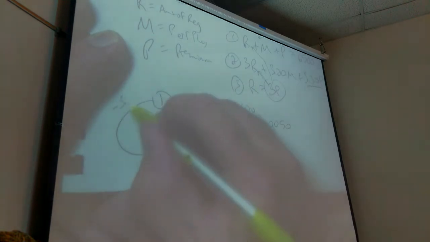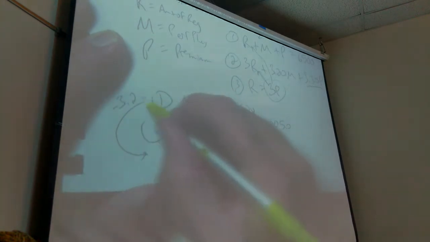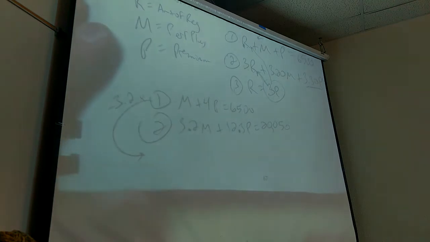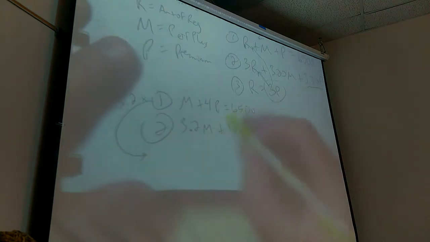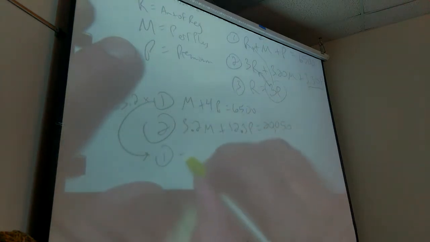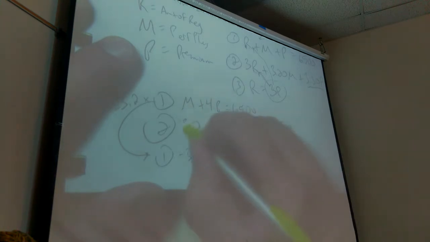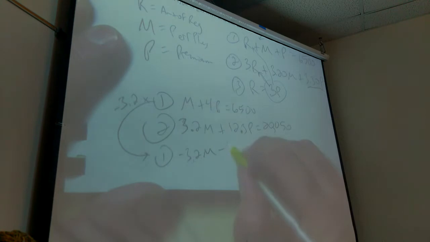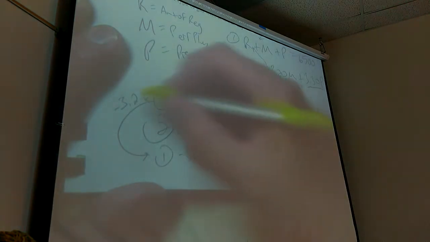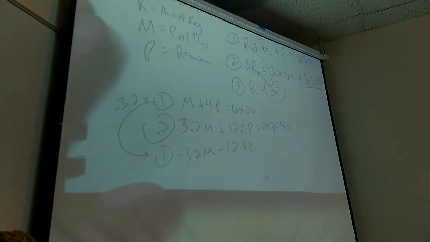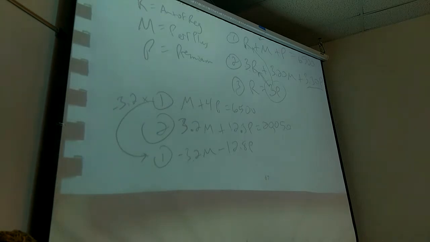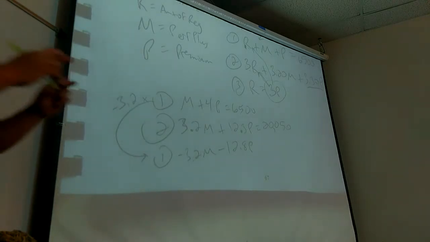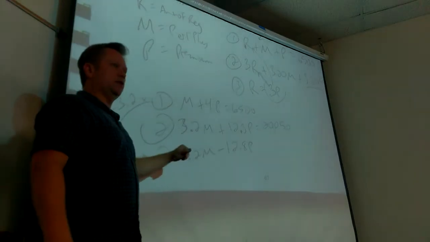If I multiply this one by negative 3.2, we'll get negative 3.2m minus 12.8p, that's 3.2 times 4. Why did I multiply by negative 3.2? Why am I doing that weird thing? So that these 2 will kill each other, right?